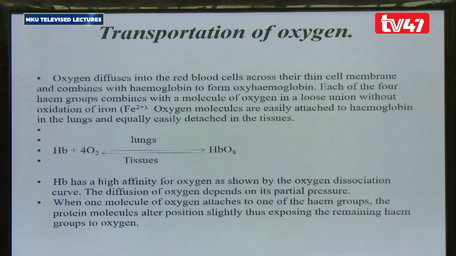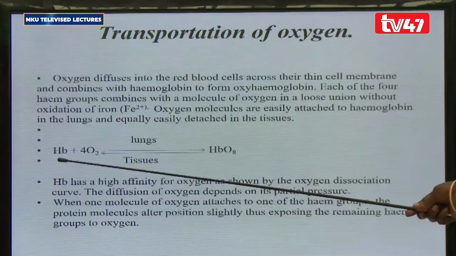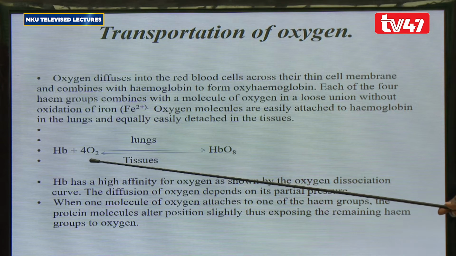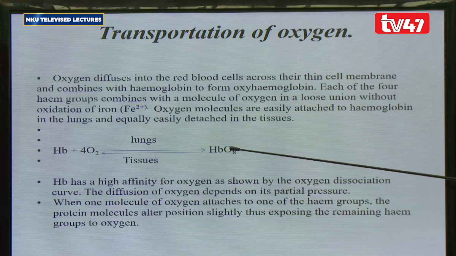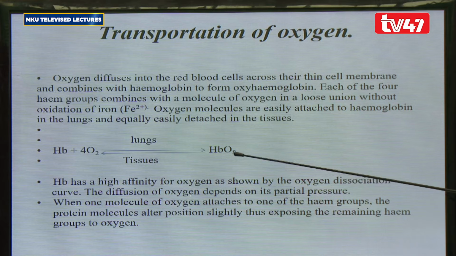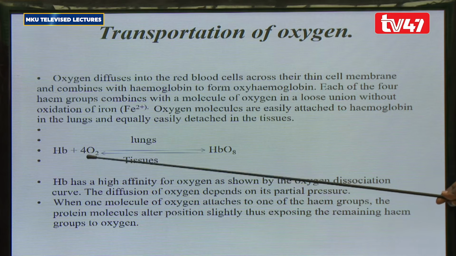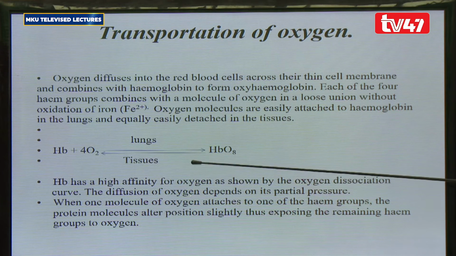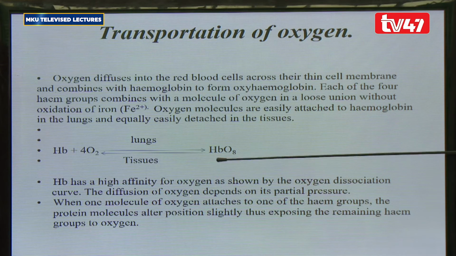So we can represent that in a simple equation, where we have a hemoglobin molecule. Because it has four heme groups, it can carry four oxygen molecules at a go to give us the combined product, oxyhemoglobin, which is the means by which oxygen is carried to the body tissues. We expect that to happen in the lungs. In the body tissues, we expect the oxyhemoglobin to dissociate to give us back the free hemoglobin and the oxygen, where the oxygen now goes to the body tissues. So we expect the reverse to take place in the body tissues. The reaction takes place quite easily because the link between oxygen and hemoglobin is a loose link, just like we said.